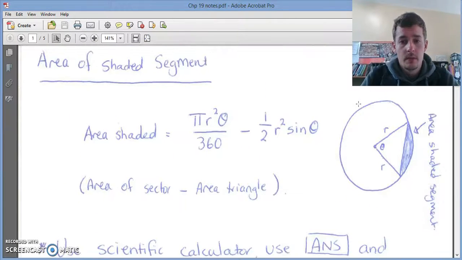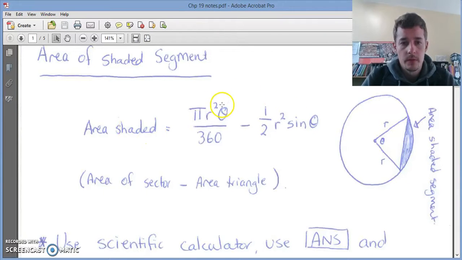Area of the shaded segment, these are the two formulas. We've got the area of the sector minus the area of the triangle. So what we're doing, if we're finding this shaded area, we're finding the whole area of the sector, and then we're subtracting this triangle. So the shaded area is what we're going to be left with.